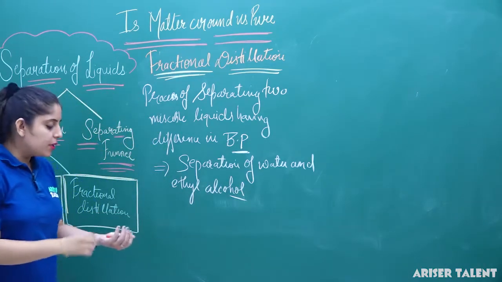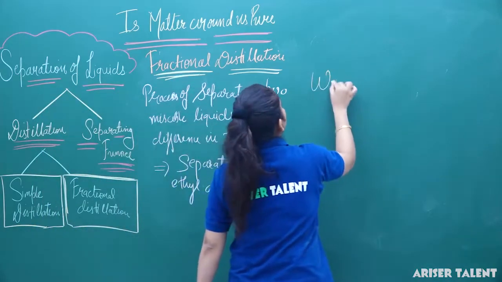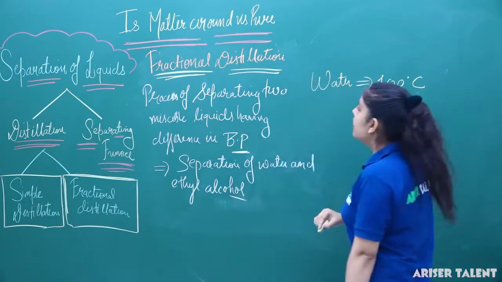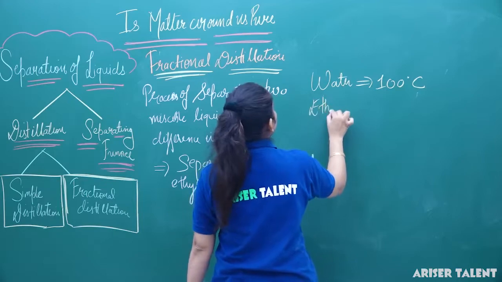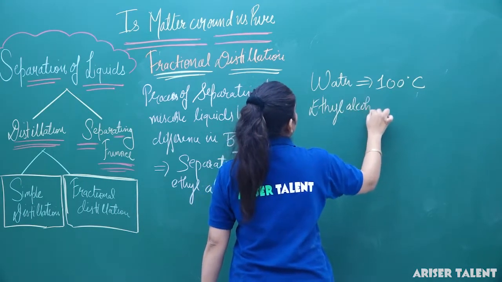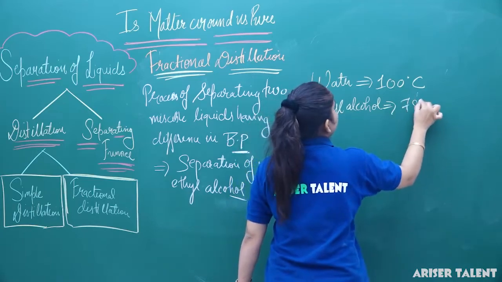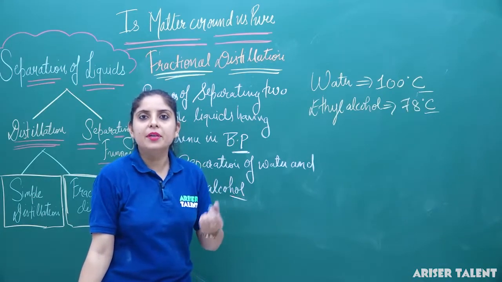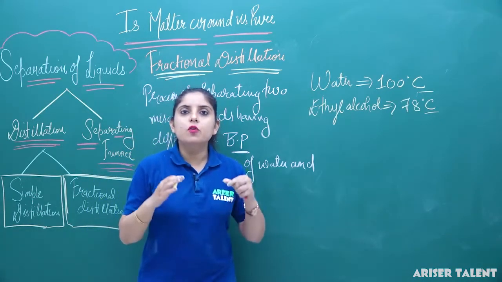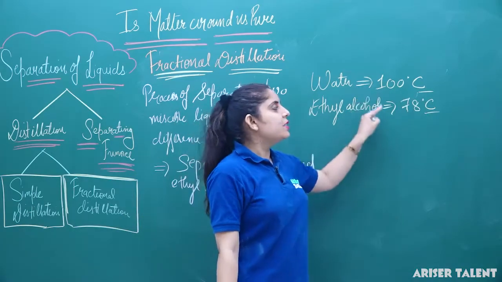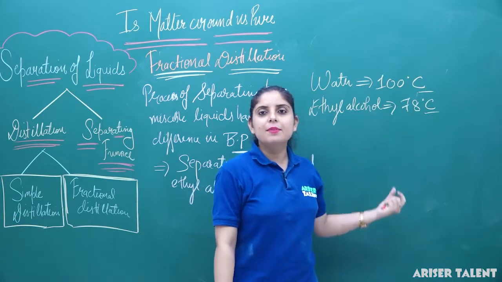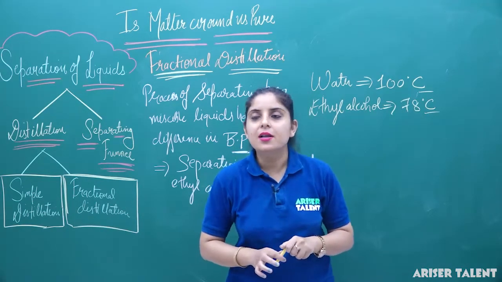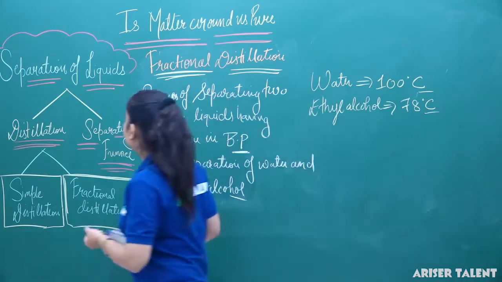If we are separating water and ethyl alcohol, we know that water has a boiling point of 100 degrees Celsius and ethyl alcohol has a boiling point of 78 degrees Celsius. So if you want to separate these liquids, the difference must be approximately within the range of 25 degrees Celsius. If I subtract these two, I will get 22 here. So this can be separated by using the fractionating column. Now what will be the setup for the fractional distillation? I am drawing it here. So just copy this part.